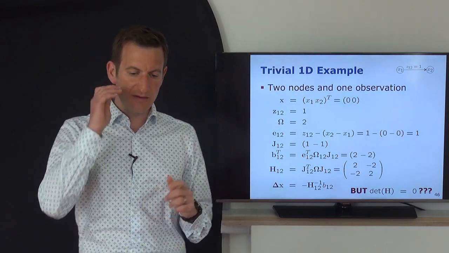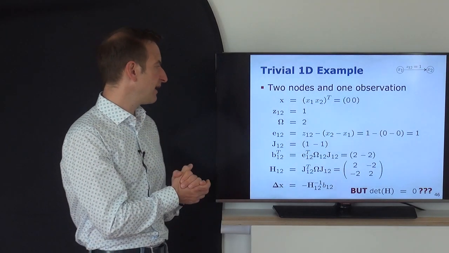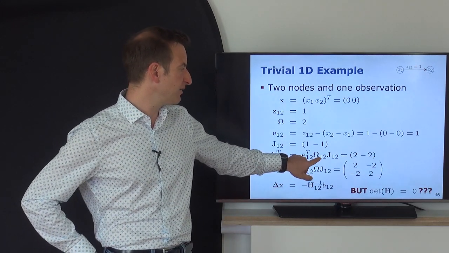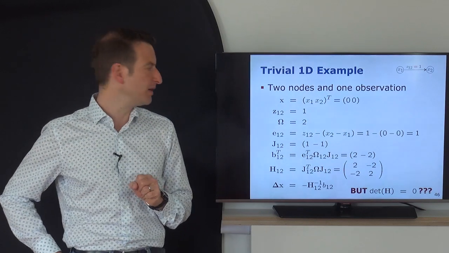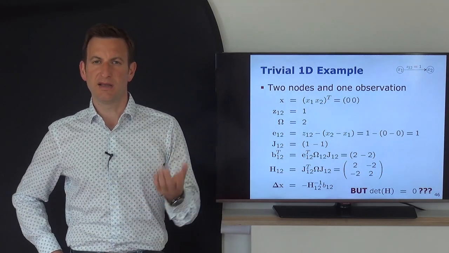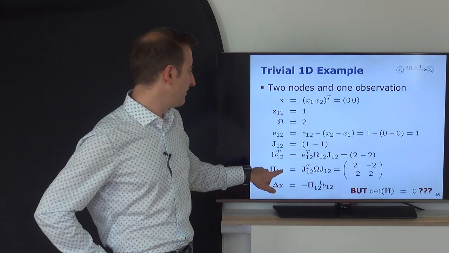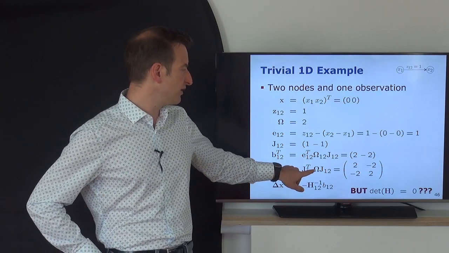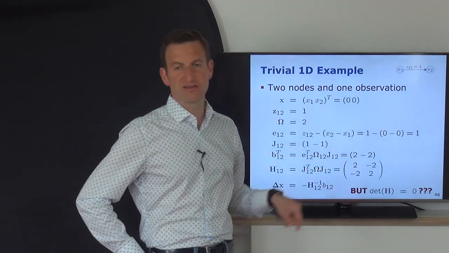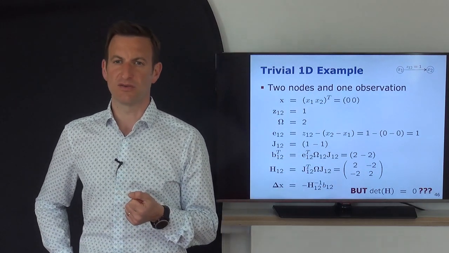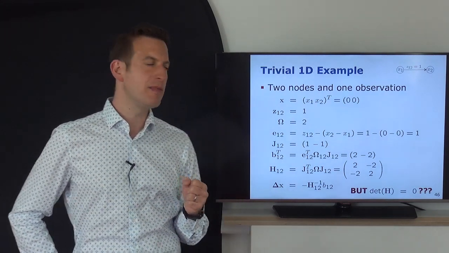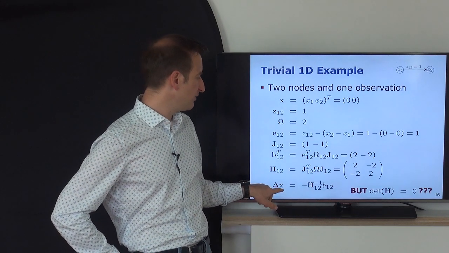Okay, then I have my Jacobian, and then I can compute my b vector. My b vector is my error vector times my information matrix times my Jacobian, so it will be a vector 2 and minus 2. And I can build up my H matrix, which is J transpose times omega times J, which gives a matrix that contains minus 1s and 1s. Okay, now I have my H and I have my b. Now I can solve my system of linear equations.